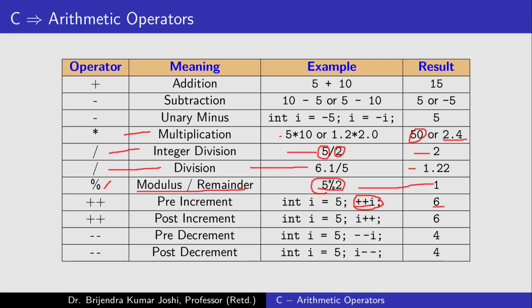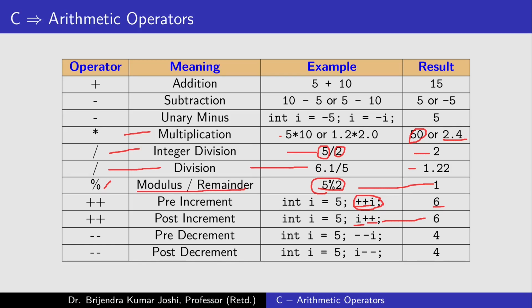So here its value would be used first, then the value of i would be incremented by 1. So here also it is not quite visible, but the result would be 6. So plus plus in both forms and minus minus are applicable only to integers, and the value is incremented or decremented by 1.